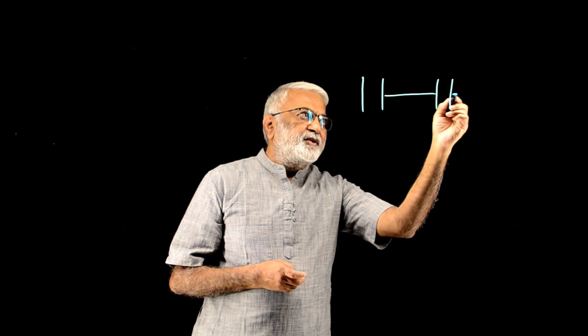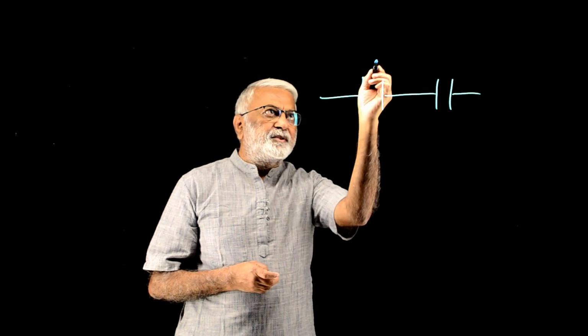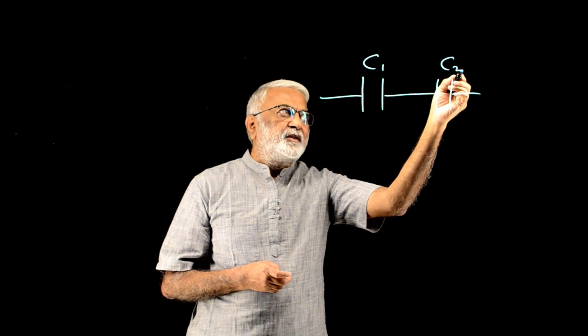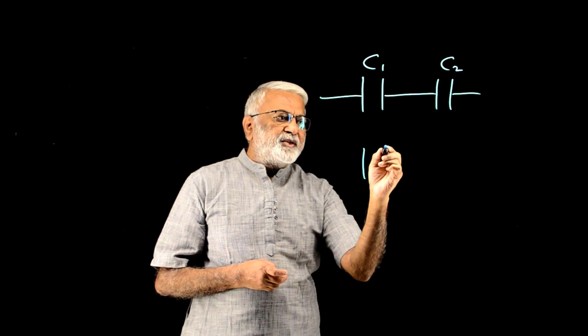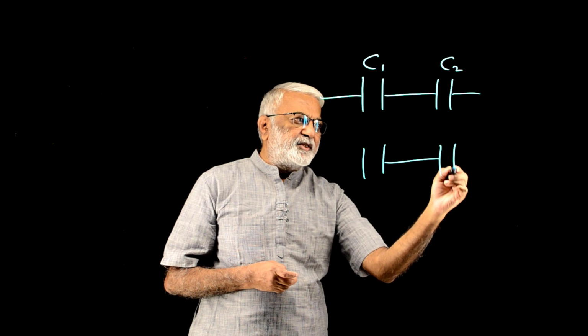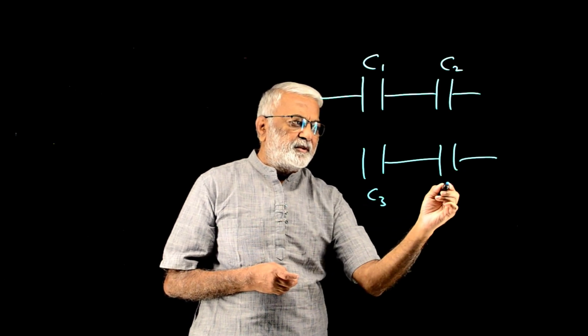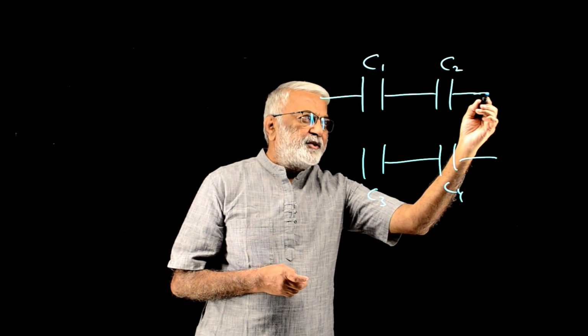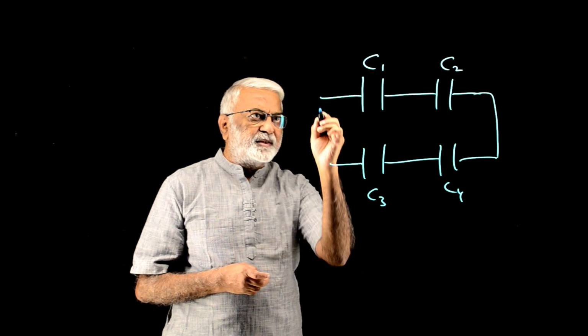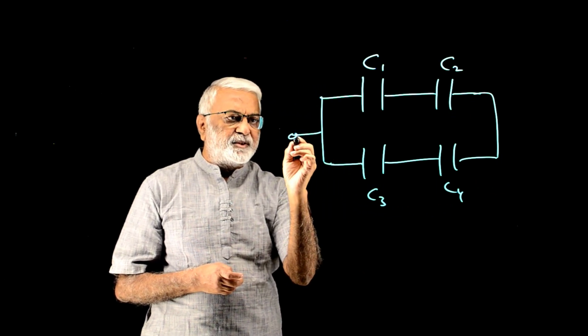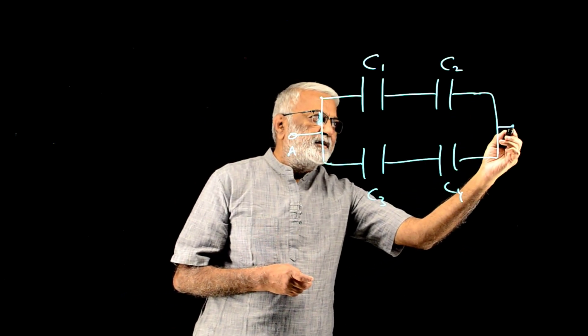Let's look at a circuit like this. These are two capacitors, C1 and C2. This is a single branch. We have another branch here, say of C3 and C4. And these two branches are connected between terminals A and B.